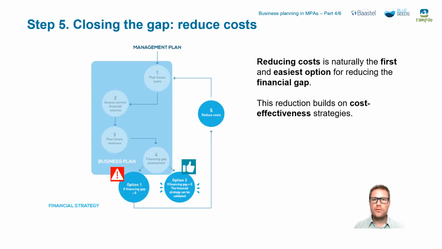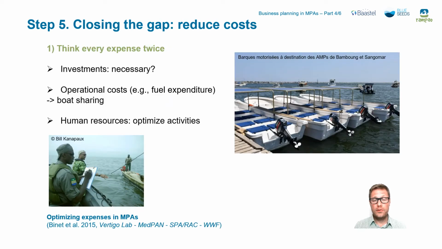Well, the easiest way to reduce a positive financing gap is to reduce your costs. So reducing costs is naturally the first and easiest option for reducing a financing gap, and this reduction builds on cost-effectiveness strategies. It is possible to reduce costs without jeopardizing the conservation objectives of your MPA. One way of doing this is to think every expense twice. Investments, for example. Is this investment necessary? Do we really need this new visitor center?